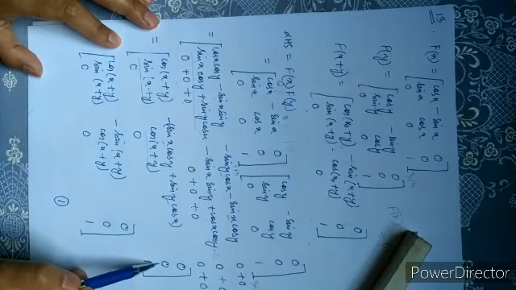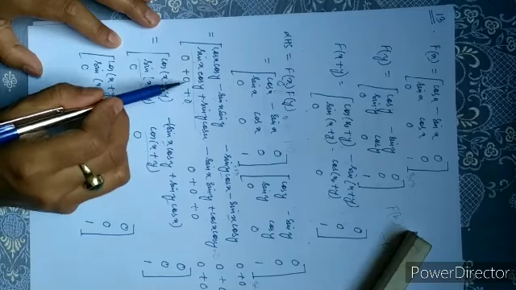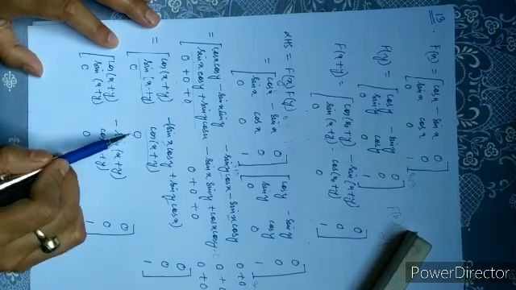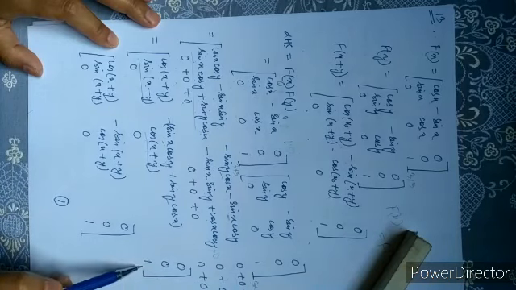0 plus 0 plus 0 is equal to 0. 0 plus 0 plus 0 is 0. 0 plus 0 plus 0 is equal to 0. And 0 plus 0 plus 1 is equal to 1.